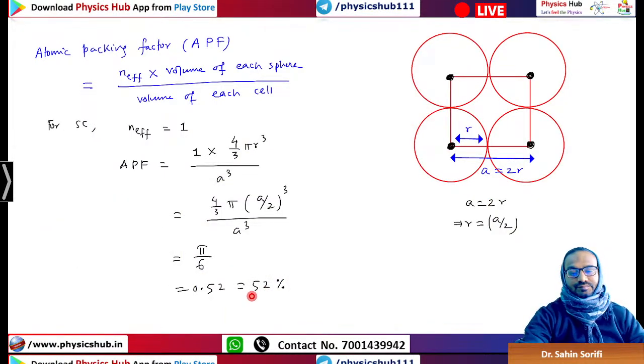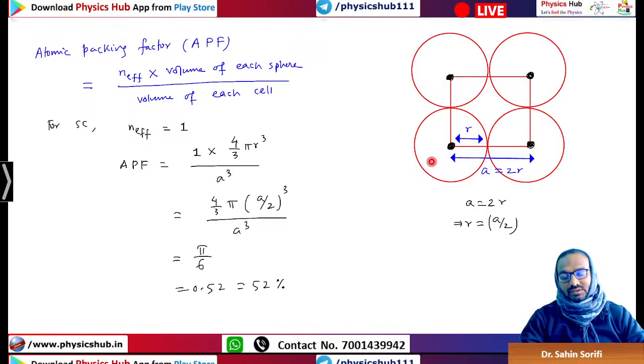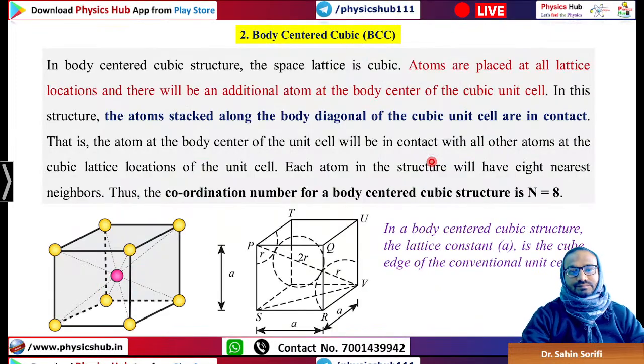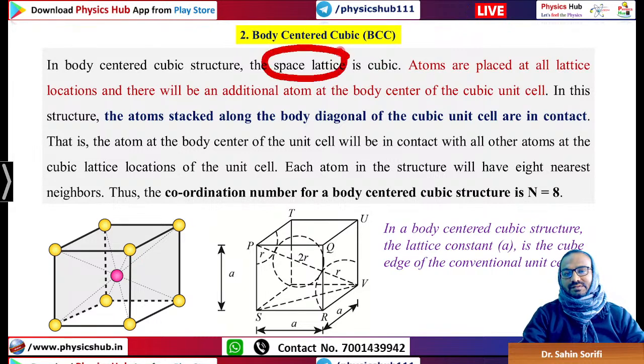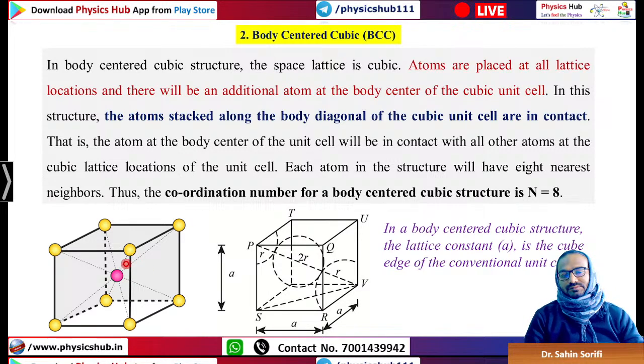Okay, don't think that if it is touching in simple cubic, why is it not touching in body centered cubic, because the packing will be different for different crystal structures. In the body centered cubic structure, the space lattice is cubic. Space lattice means the original form, the overall shape you can say.